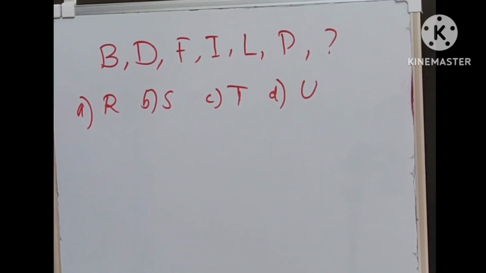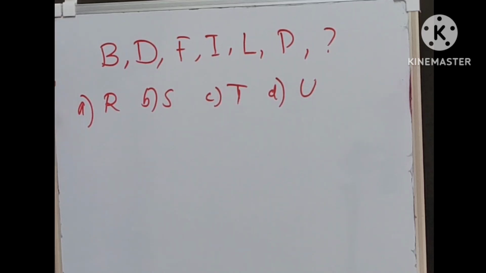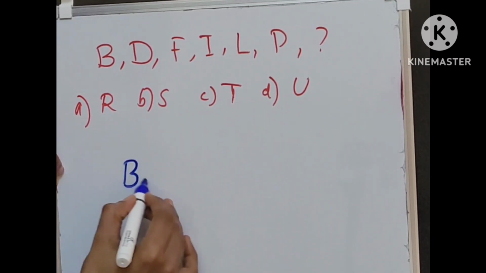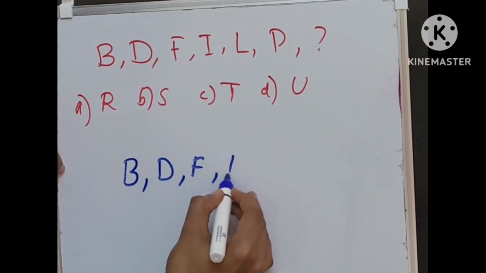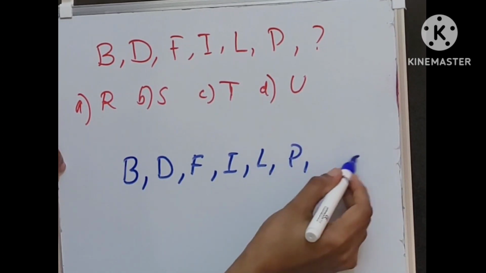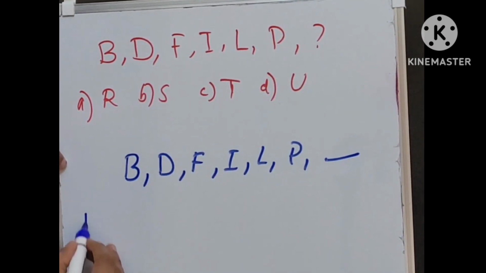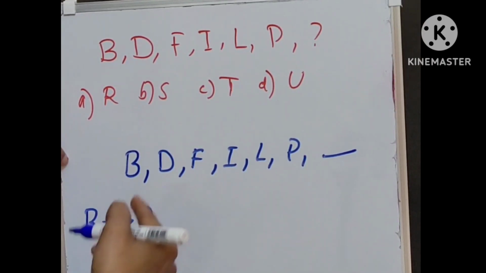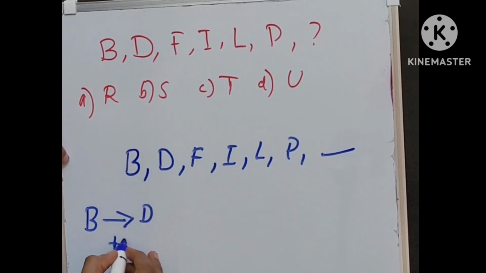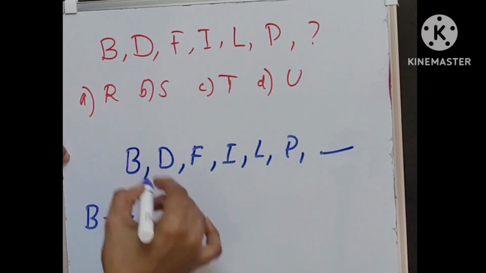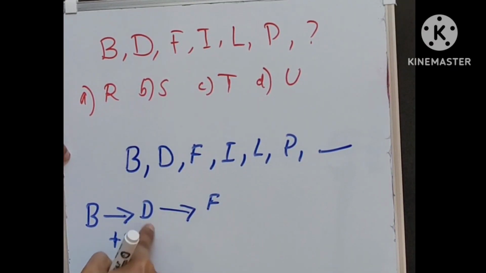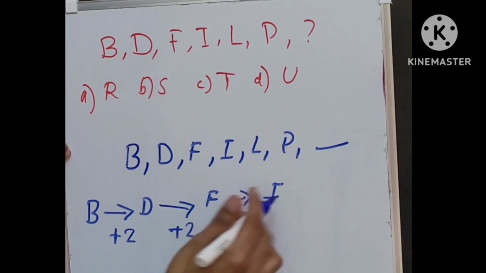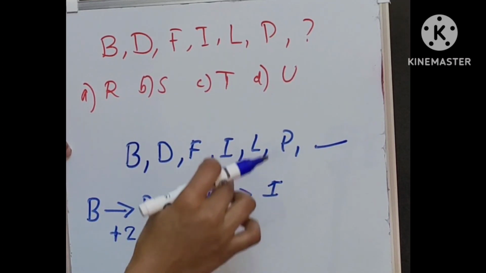So in the given alphabet series, one or more terms are missing and we have to find out the missing alphabet. The alphabet series is B, D, F, I, L, P and the missing alphabet. So here B to D is B, C, D. So plus 2. Next D to F. D, E, F. Here also plus 2. Next F to I. F, G, H, I.